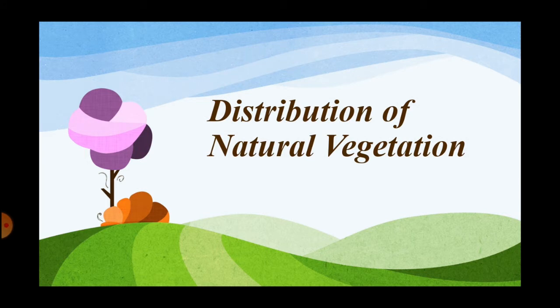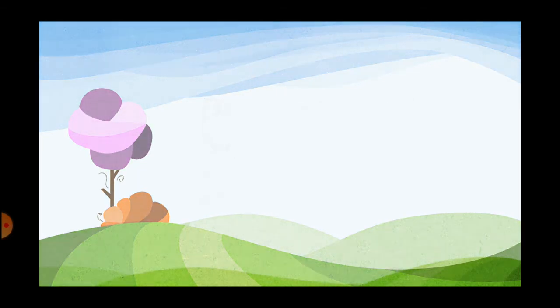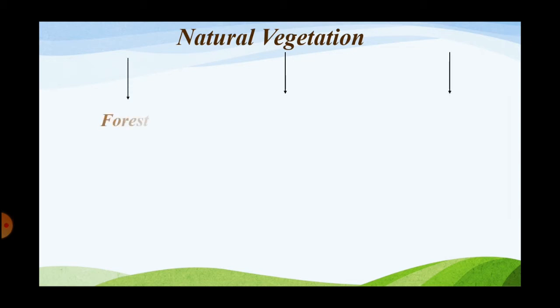When we talk about the distribution of natural vegetation, the growth of vegetation depends primarily on temperature and moisture. The major vegetation types of the world are grouped as forest, grasslands, shrubs, and tundra. Here we can see it in the form of a mind map.